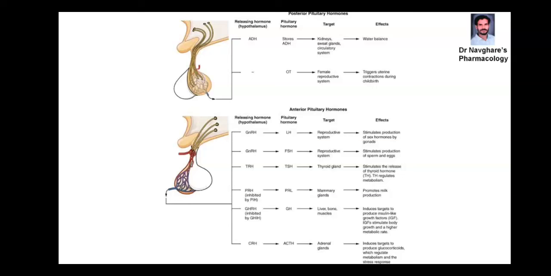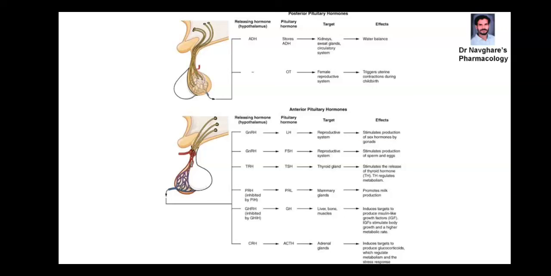So the pituitary gland divides into two parts, that is the anterior pituitary and the posterior pituitary. The anterior pituitary gland is given in the below figure, while the posterior pituitary hormones were discussed in the top figure. Posterior pituitary hormones like ADH, antidiuretic hormone, and OT, that is oxytocin. Their target sites are the kidney, sweat gland and circulatory system.